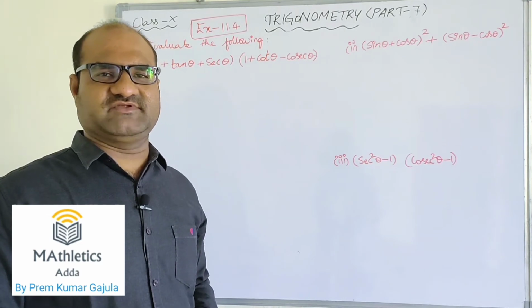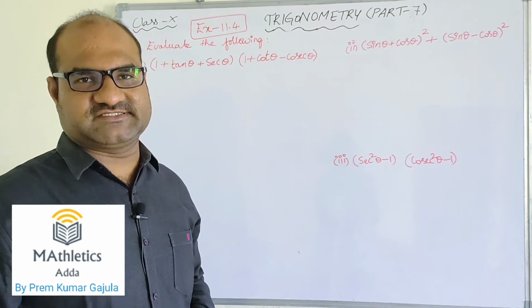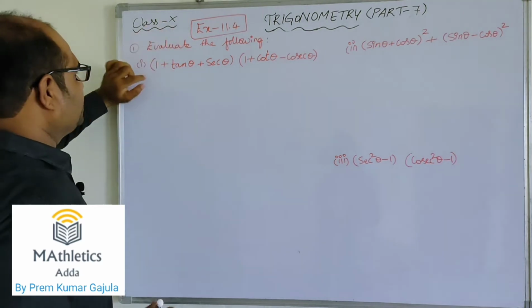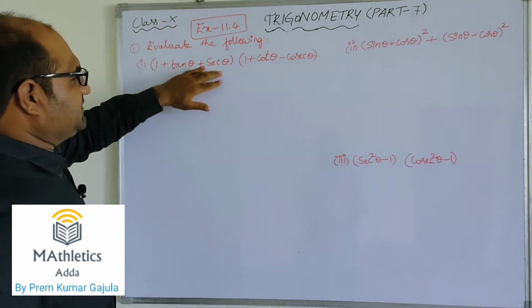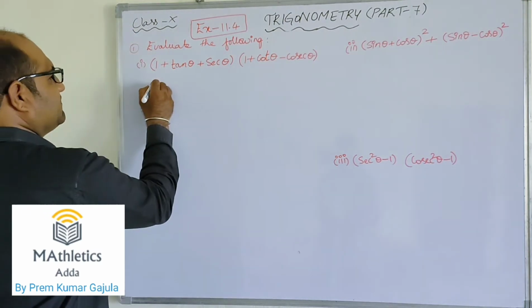Now today in the part 7 video of trigonometry of class 10, let us look at all the problems of exercise 11.4. So first question, evaluate the following: (1 + tan θ + sec θ) into (1 + cot θ − cosec θ). Okay, so now let us solve.